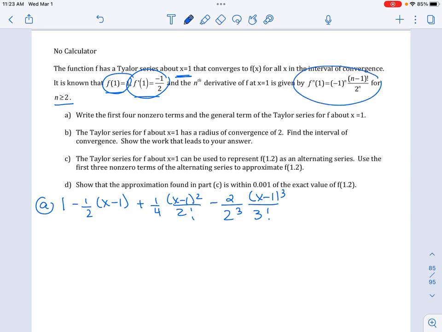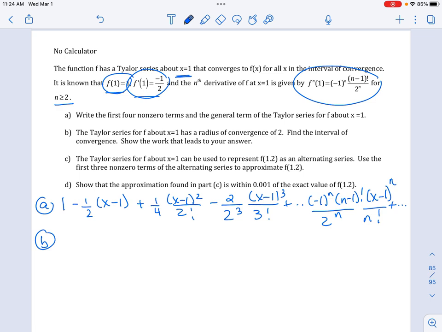So I have a formula for the general derivative, so it's going to be -1 to the n minus 1, factorial over 2 to the n. But then notice that only gives me this number in front. I need to use this also. So I also need to include x minus 1 to the n over n factorial, and then this is a series, so we want to make sure we put that plus ... So there's part A. Okay, for part B, it wants me to find the interval of convergence.